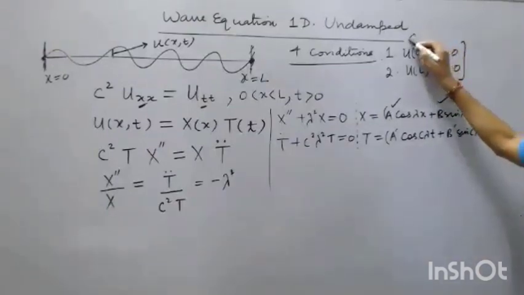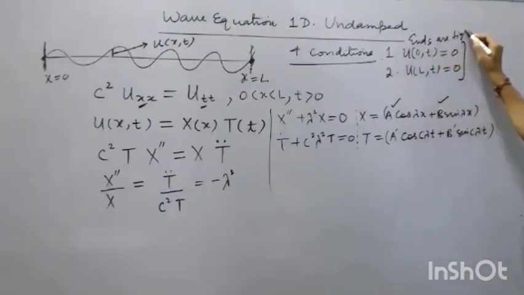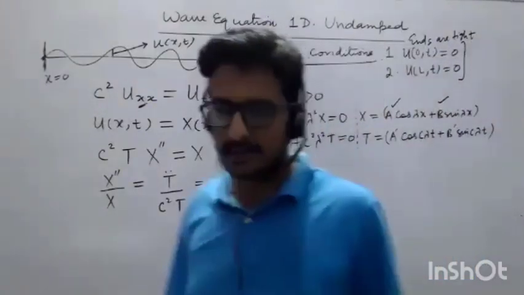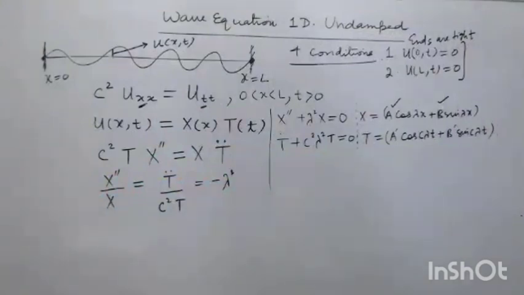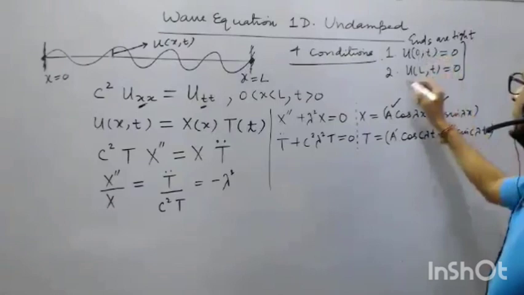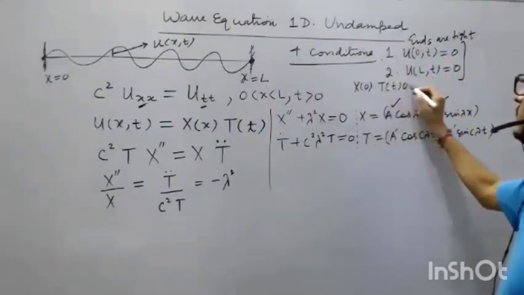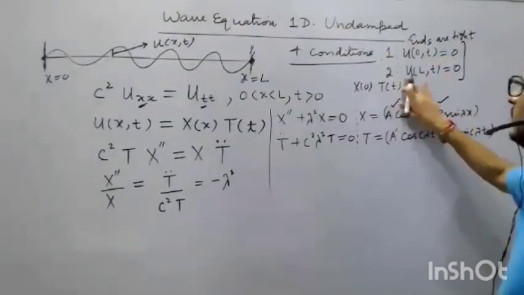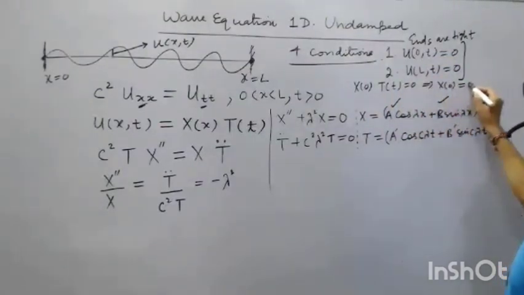This condition means the ends are not moving. Ends are tight. They are not moving. It means that. Okay. So apply it. What does this mean? X of 0 into t of t is 0, which implies x of 0 is 0. This is the first one.